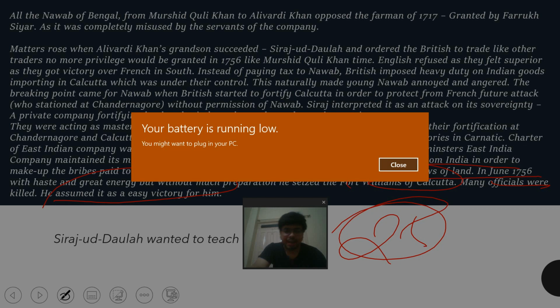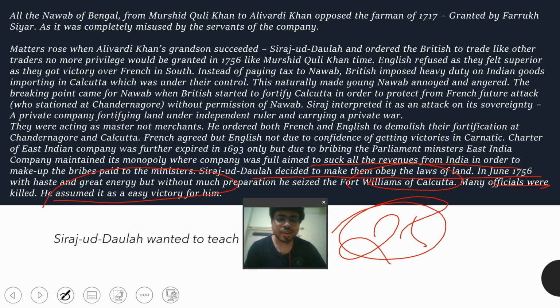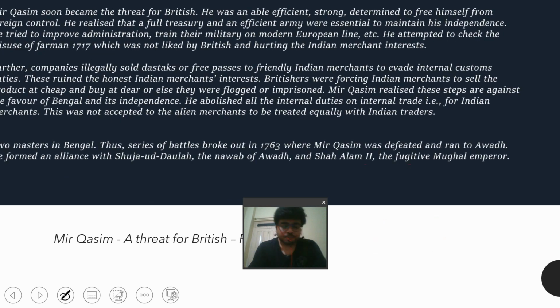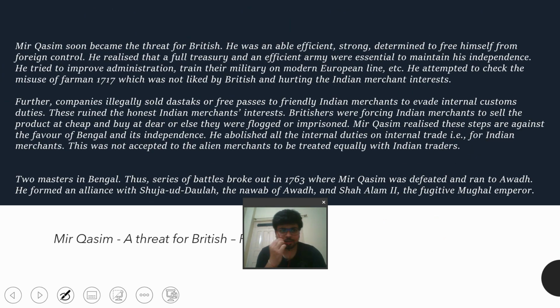No, the attack happened, and a reaction came from the British side, which led to the Battle of Plassey, that the Madras and the British government ran. Now, that Battle of Plassey happened and we lost. So Mir Qasim soon became the threat for the British. At the time, he was able, efficient, strong, and determined to free himself.